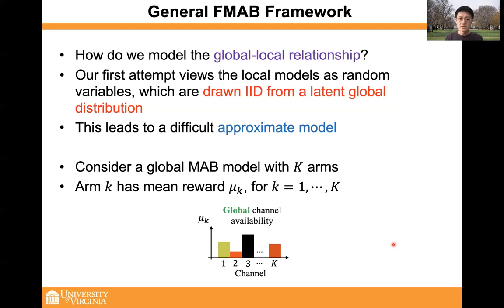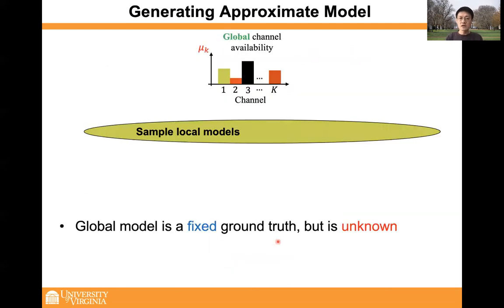that I will briefly mention at the end. So let's say we have a global MAB model with k arms. Think of that as k channels. So arm k has a mean reward mu_k. Think of that as, let's say, the average data rate on this channel. So if we have this global channel availability, again, channel 3 is the best one. Maybe it has the highest average data rate of 5 megabits per second, for example. Okay. So how do I generate the approximate local models?